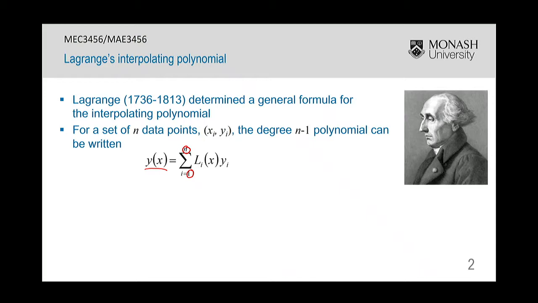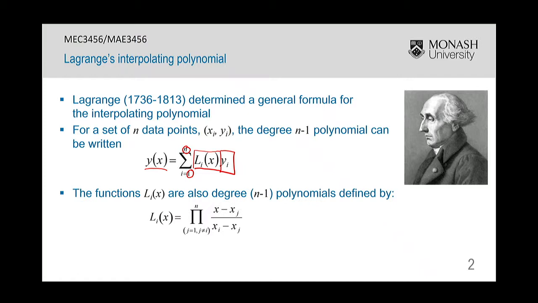And there are two parts to each of those terms. First of all, there's Li of x. This is a function of x. The second term is the yi. These are the data values that we know. Okay, so the interpolating polynomial is written by a sum of these products.